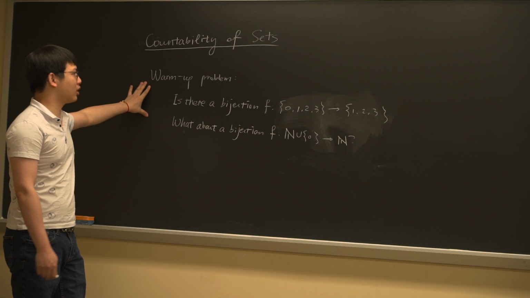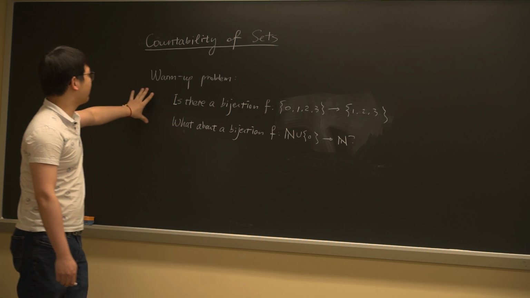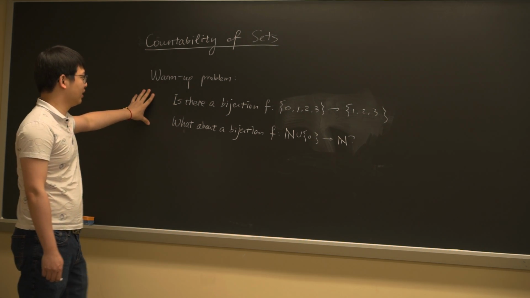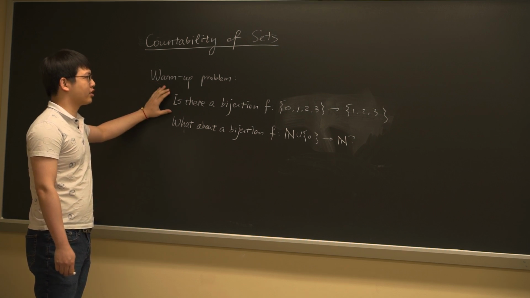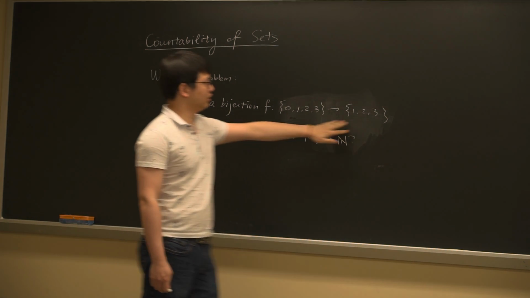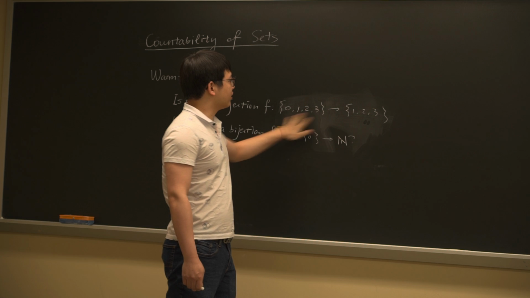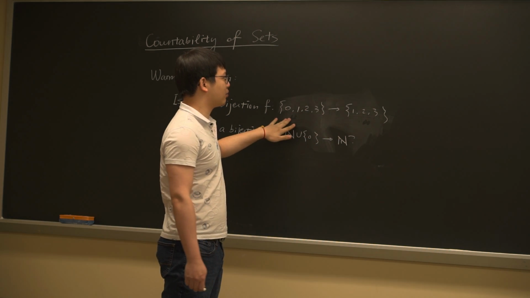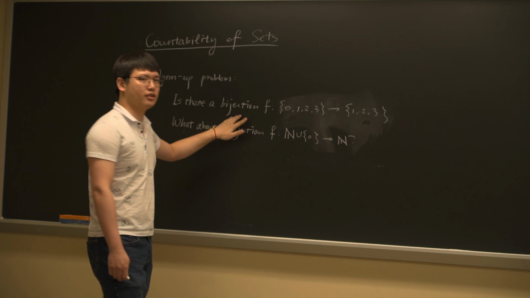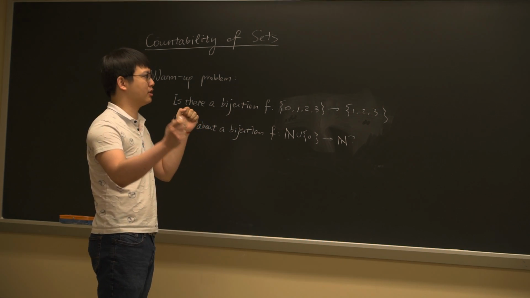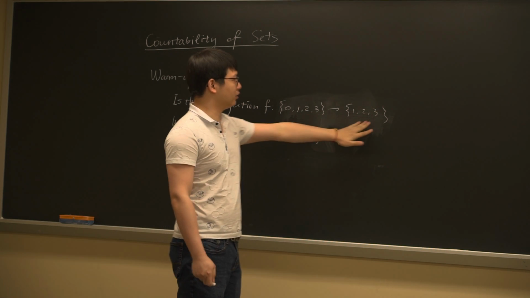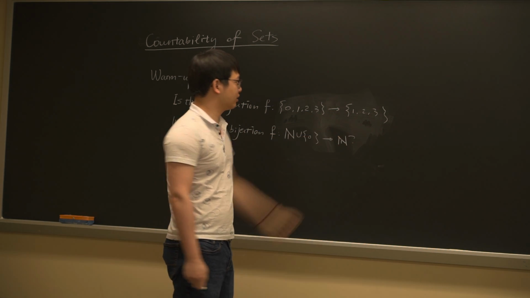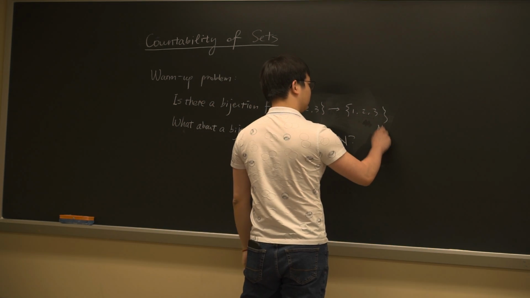So we had this warm-up problem. If you had time, think about the warm-up problem. Let's quickly talk about them. So is there a bijection between these two sets? Well, the answer is no, because these two sets have different numbers of elements, right? Remember, a bijection means there's a one-to-one correspondence between the elements from the domain to the codomain. So if they are finite sets, they should have the same number of elements. So the short answer is no.